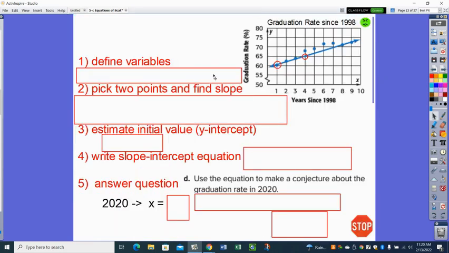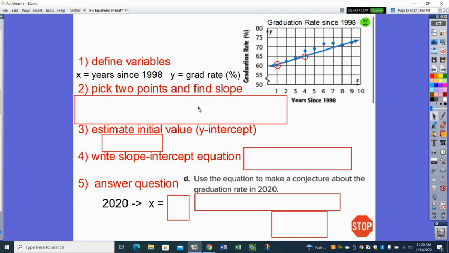So defining the variables is pretty easy. You just take them off the graph. X is going to be your years since 1998. Y is going to be your graduation percent. Now you're going to pick 2 points, and as you go up, I picked the 160, and then the 465. And you could have used 770. And really, there's not much else happening, right? Those are sort of the points. I would understand if you picked the 770.